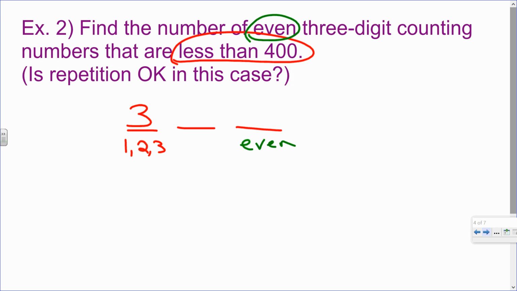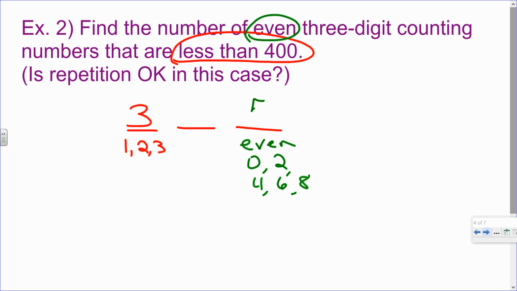So what are my choices for the ones digit if it needs to be an even number? What do we get there? Oh, never mind. It's all even numbers. So what does that mean specifically? Name them for me. 2, 4, 6, 8. And 0. That's why I want us to name them: 0, 2, 4, 6, or 8. So how many choices for something to be even?